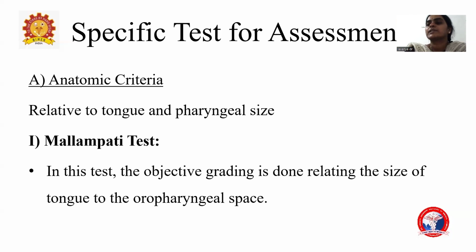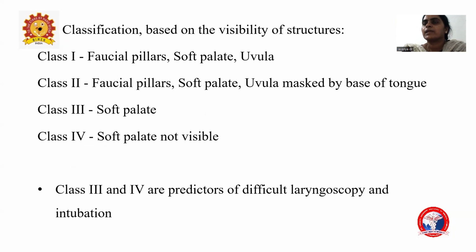Specific tests for assessment, what are they? The anatomic criteria are relative to the tongue and pharyngeal size. How can we assess the airway? The first one is the Mallampati test. In this test, objective grading is done relating the size of the tongue to the oropharyngeal space, and it is classified as class 1 to 4.